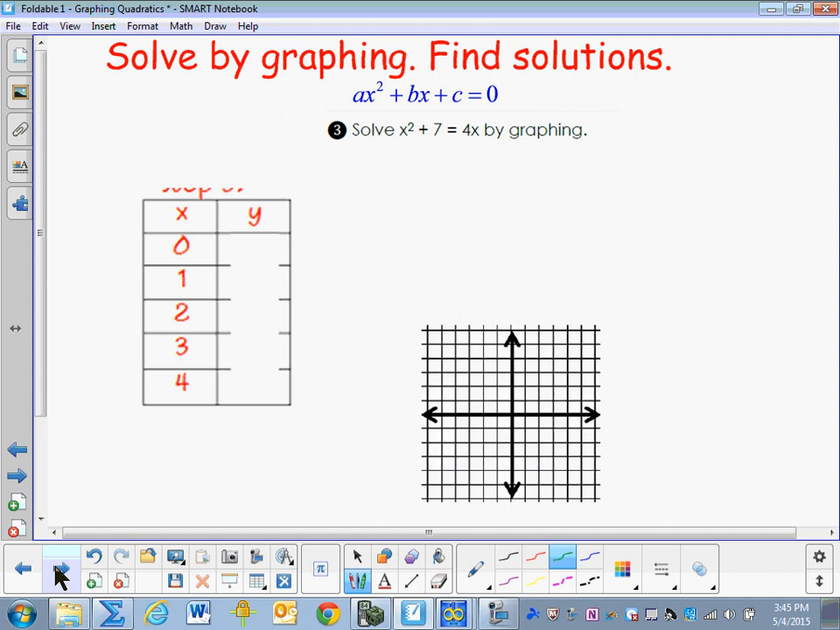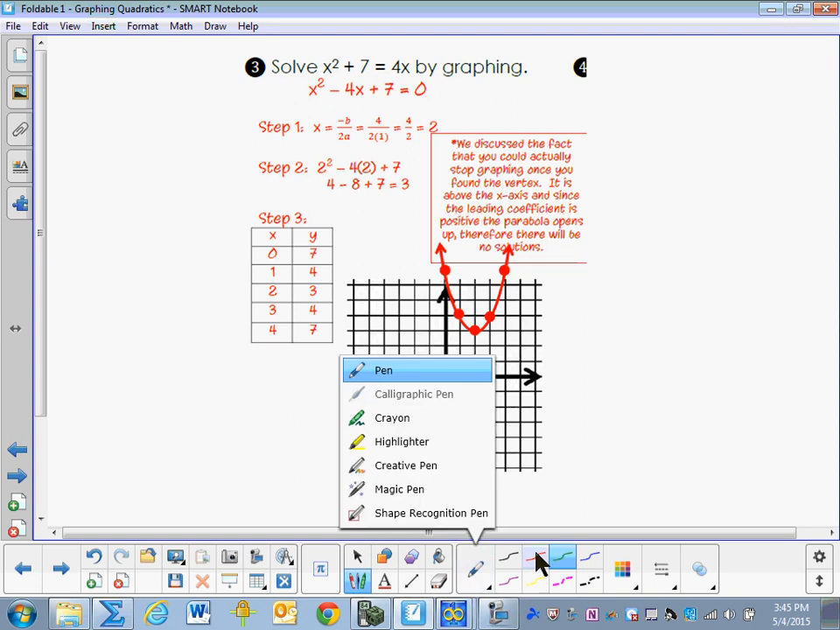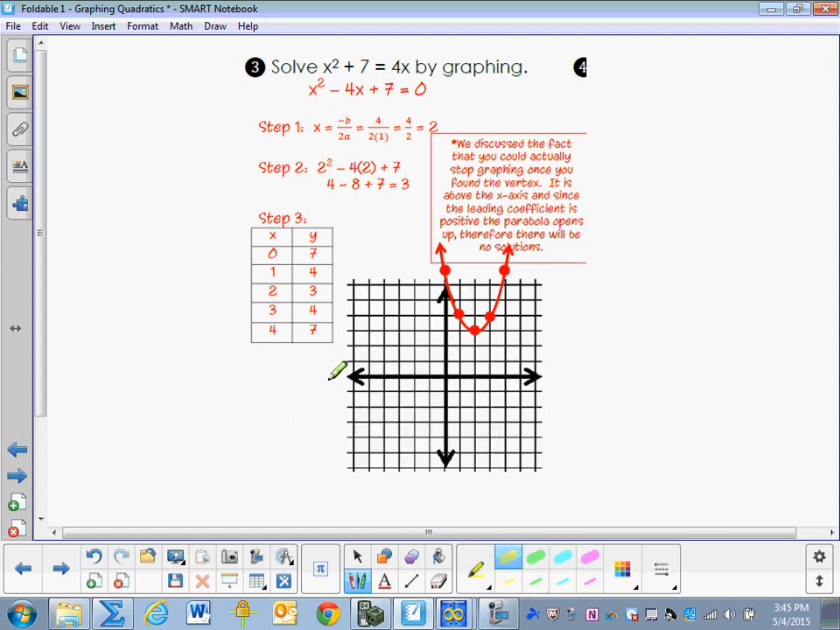Solve by graphing. Find the solutions. Okay, the solution here is there is no solution. There is no solution because the graph never touches the x-axis. So no solution.